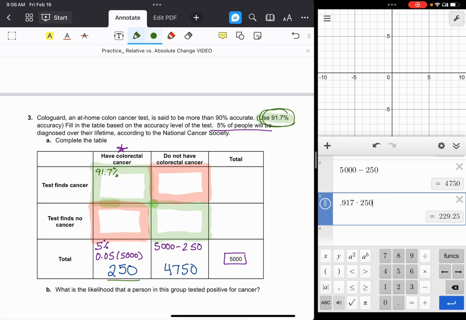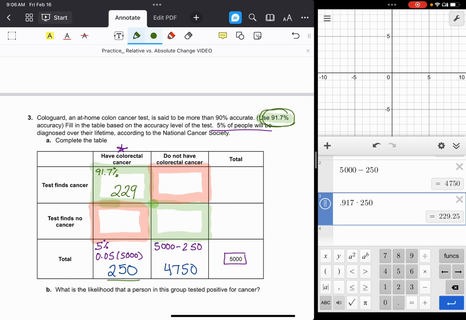Now, you'll notice I get a decimal. I'm just going to round this decimal down. So that's 229 people who got correctly diagnosed with colon cancer.